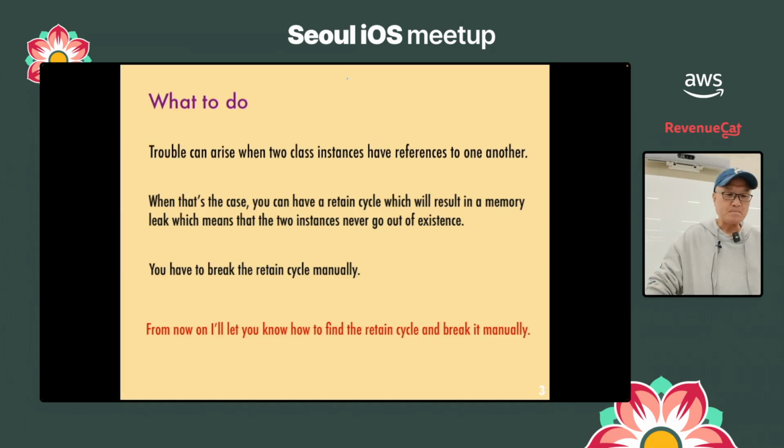What to do? Trouble can arise when two class instances have references to one another. When that's the case, you can have a retain cycle, which will result in a memory leak, which means that the two instances never go out of existence. You have to break the retain cycle manually. From now on, I'll show you how to find the retain cycle and break it manually.